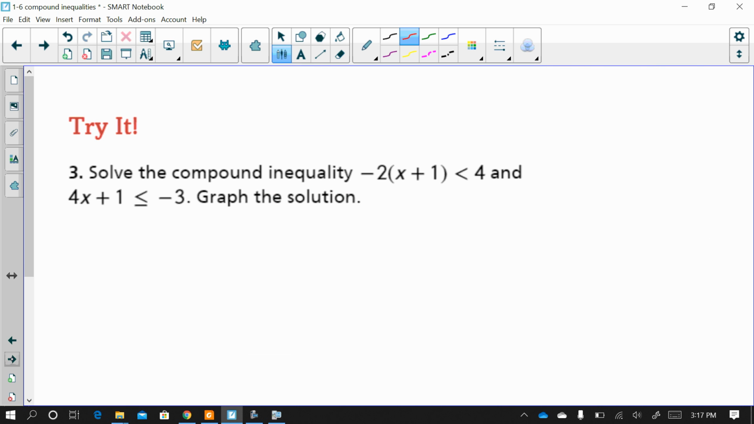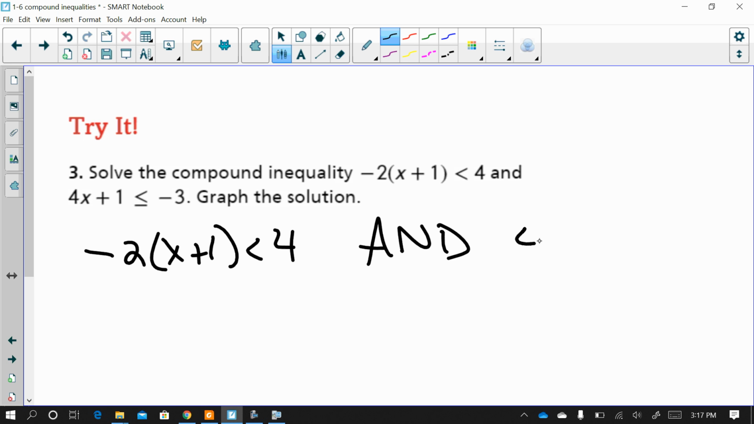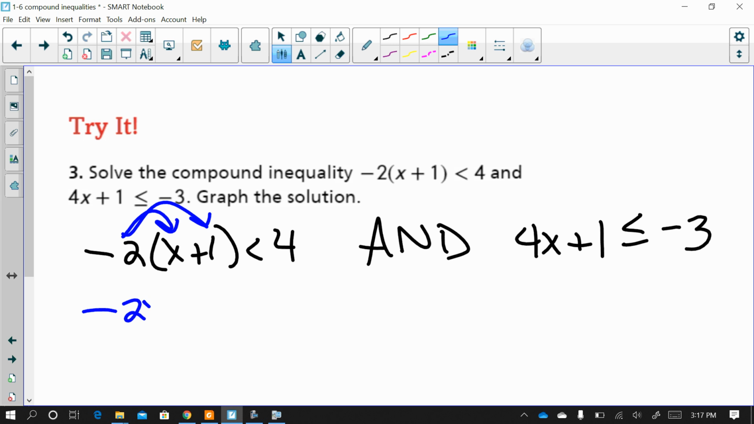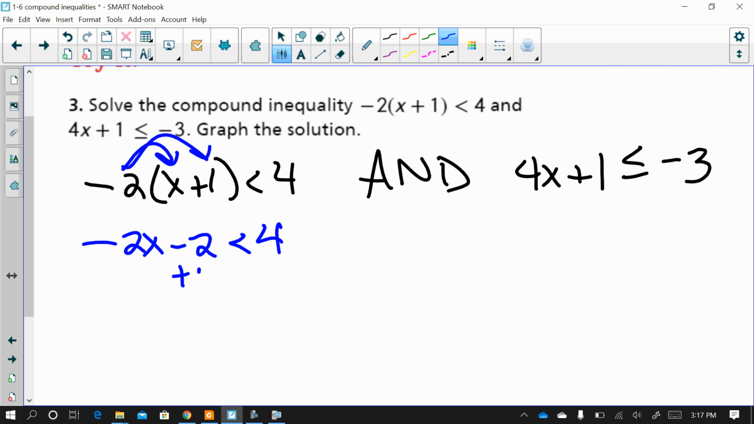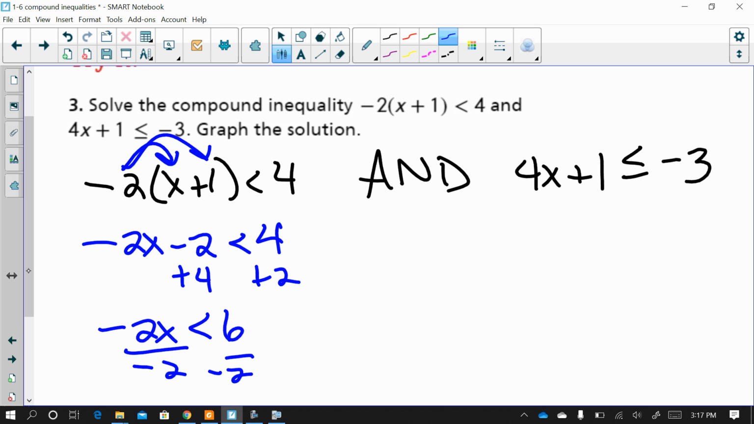Okay, your turn. Please try this problem. Okay, so if I'm looking at this problem, notice they already have it separated for me. So I'm just going to go ahead and solve with it separated. So I'm going to rewrite it just because I like to have a little bit more room. Okay, so solving over here on the left, I'm going to distribute. Okay, get all my x's, so I gotta get rid of that 2. Okay, get x by itself, so divide by negative 2.